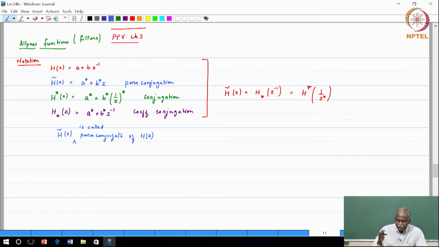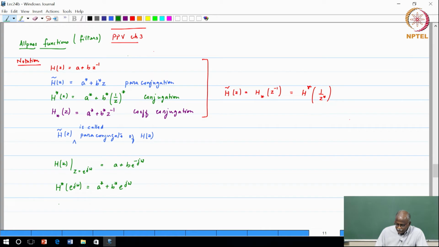Now, why are we even defining the para conjugate? When you look at this function on the unit circle, H of Z evaluated on the unit circle, H of e to the j omega, you can say that this is equal to A plus B e to the minus j omega. Now, if I conjugate, H conjugate of e to the j omega, then what do I get? I get A star plus B star e to the j omega.